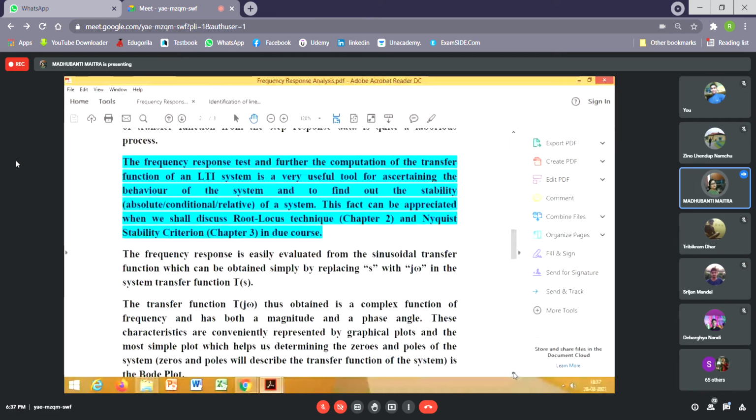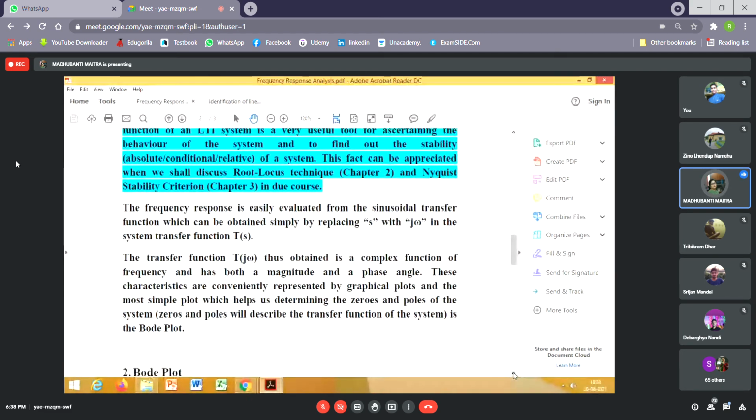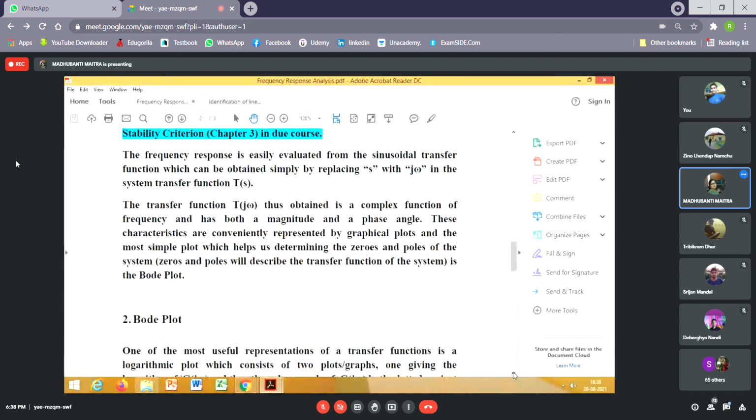The frequency response test and further the computation of the transfer function of an LTI system is a very useful tool for ascertaining the behavior of a system and finding out its stability. It could be absolute stability, conditional stability or relative stability of a system. This fact can be appreciated when we discuss Routh-Lucas technique and Nyquist stability criterion. As I said, I'll often refer to this particular experiment.